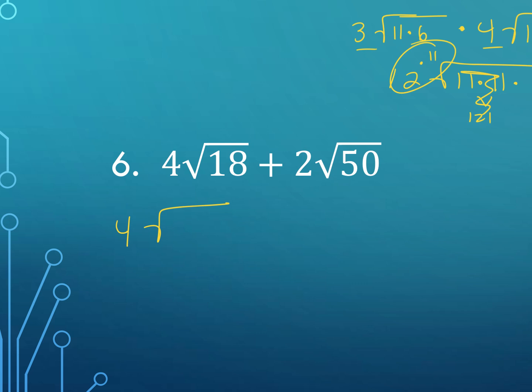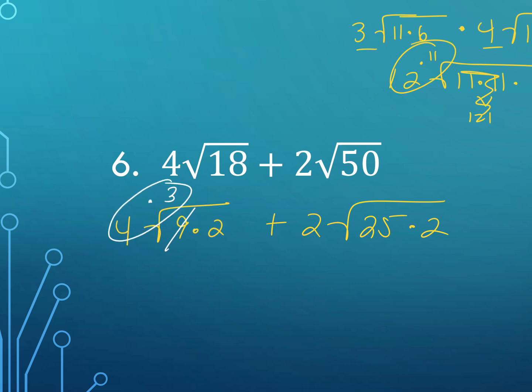Okay, 6 times 3, but are either of those perfect squares? What else? 9 times 2, okay. Plus, what can I break 50 into? 25 times 2. So, let's keep going. What is the square root of 9? All right, what do I do to these numbers out here? So I have 12 square roots of 2.